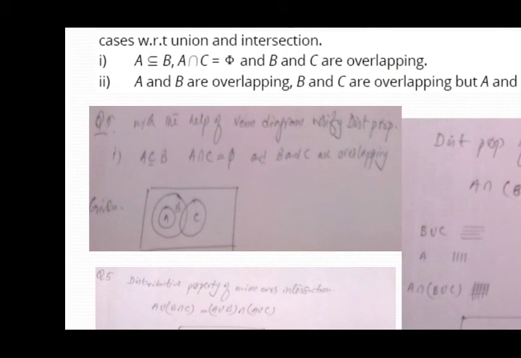In question number 5, in the first part we have a condition. A is a subset of B, A intersection C is the empty set, and B and C are overlapping. According to this condition, here is its Venn diagram in part 1. B and C overlap means in some area they are common, A is inside B, and A and C are disjoint.